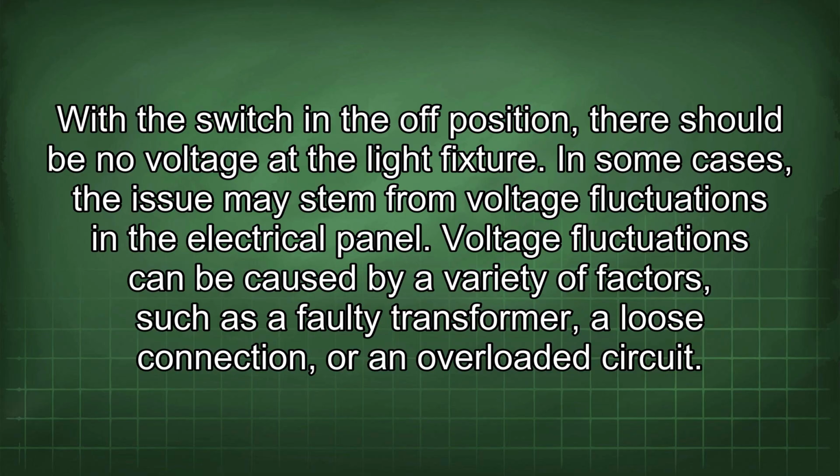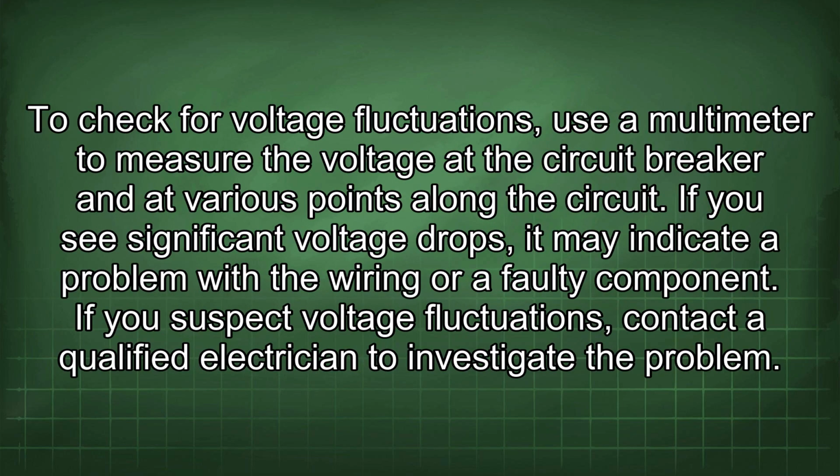In some cases, the issue may stem from voltage fluctuations in the electrical panel. Voltage fluctuations can be caused by a variety of factors such as a faulty transformer, a loose connection, or an overloaded circuit. To check for voltage fluctuations, use a multimeter to measure the voltage at the circuit breaker and at various points along the circuit. If you see significant voltage drops, it may indicate a problem with the wiring or a faulty component. If you suspect voltage fluctuations, contact a qualified electrician to investigate the problem.